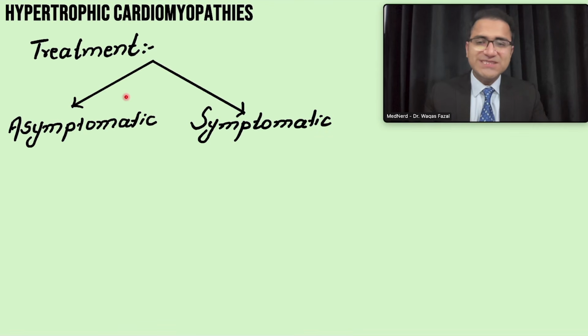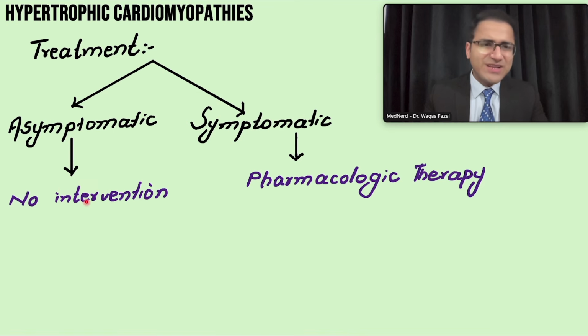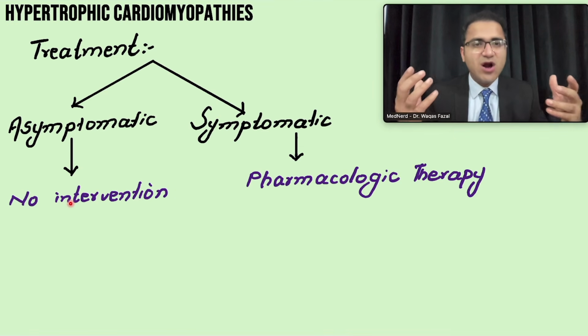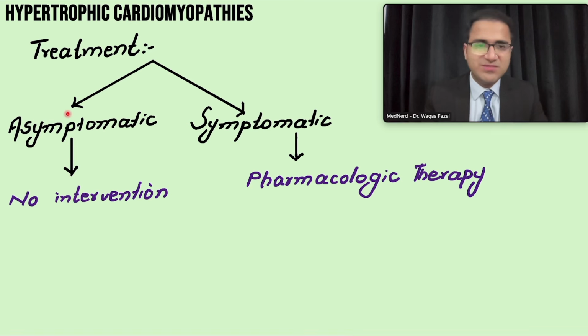Now, if the patient is asymptomatic, that patient does not need any intervention. If there is no obstruction, you just keep monitoring the patient with serial echocardiography and you monitor whether the patient develops any obstruction in the future. So only monitoring and no intervention is done in asymptomatic patients. In the patients that are symptomatic, you have to decide whether you are going to proceed ahead with pharmacological therapy or surgical treatments, because treating these patients is very important to prevent sudden cardiac death.